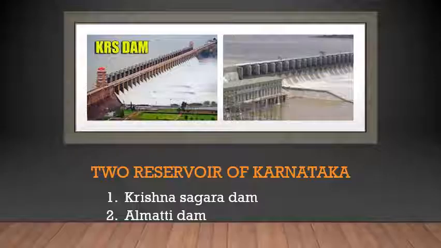Understood? Then, in your textbook, write the names of water reservoirs in Karnataka. They've given two options. Please write down Krishnasagara Dam and Almatti Dam. These two are dams. There are many dams in Karnataka, children. I am just giving you two examples. You can find out any dams on your own and write them down.